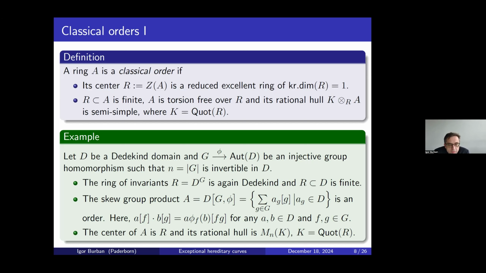So the center of the skew product is a ring of invariants. The rational hull is the algebra of matrices over the quotient field.